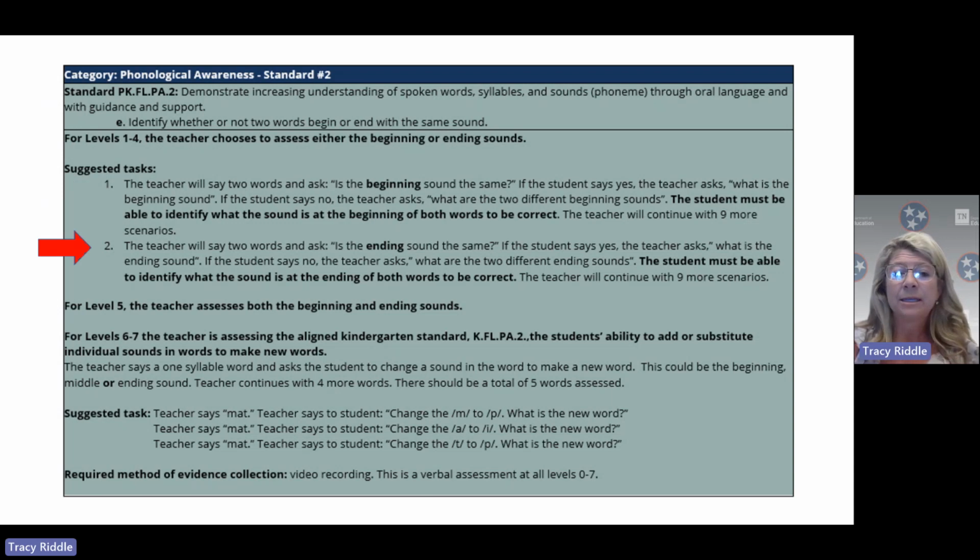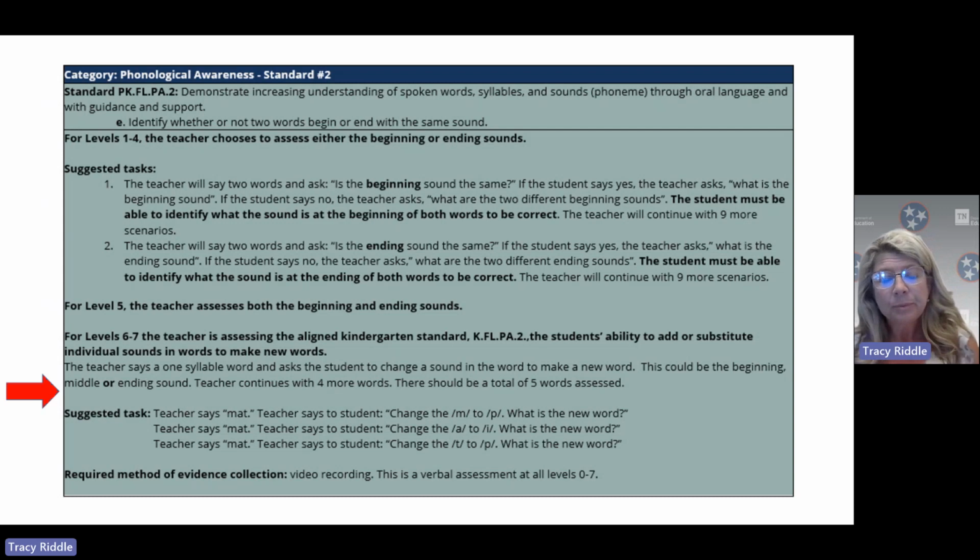After you have assessed the beginning or the ending sounds, you can move to assessing both when the students can do both. Students can identify both the beginning and the ending sounds. Then you can move to assessing the aligned kindergarten standard. In kindergarten, teachers are assessing the ability for students to manipulate those sounds, either at the beginning, in the middle, or at the end of words.